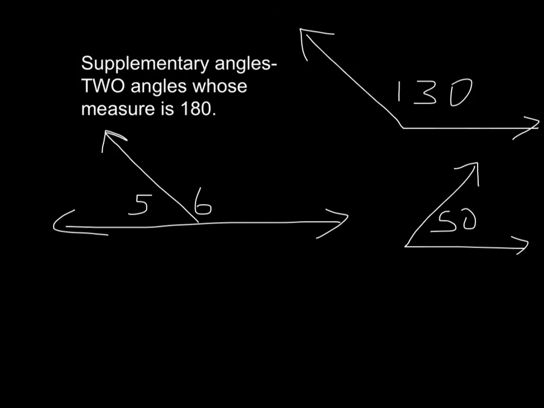Last is supplementary angles. Supplementary angles are two angles who add up to 180 degrees. So angles 5 and 6 would be supplementary, and angles M and N would also be supplementary because they are two angles that add up to 180 degrees.